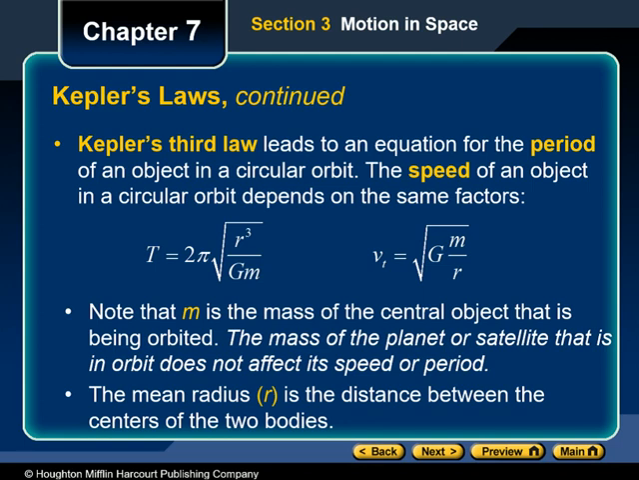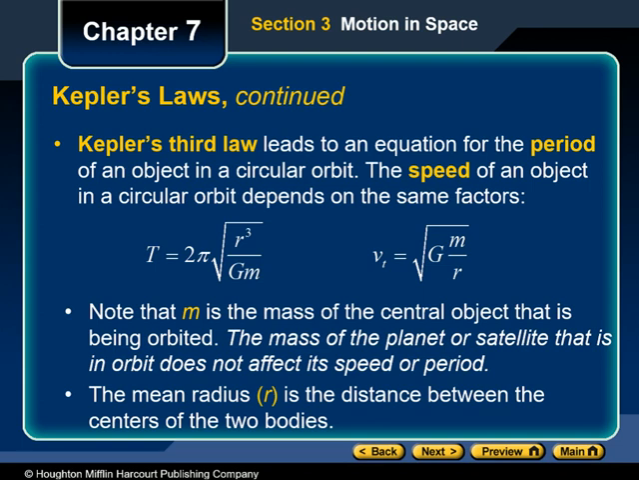Thus, Kepler's third law can also be stated as follows. T squared is equal to quantity 4 pi squared over big G m multiplied by r cubed. The square root of that equation, which is shown on the screen here, describes the period of any object that is in circular orbit.